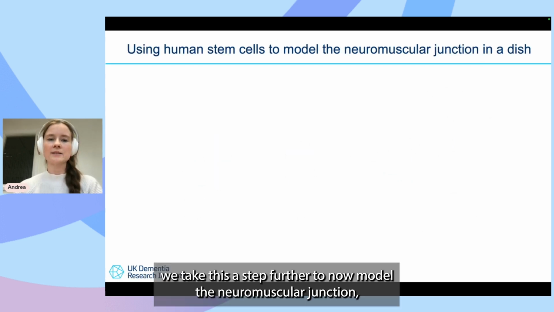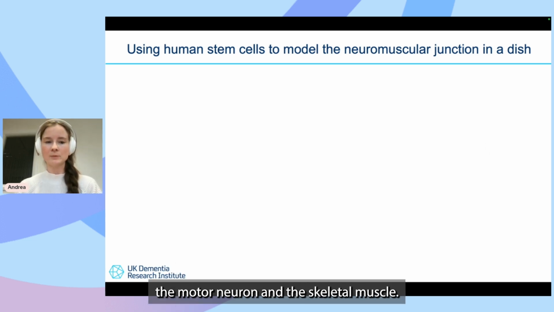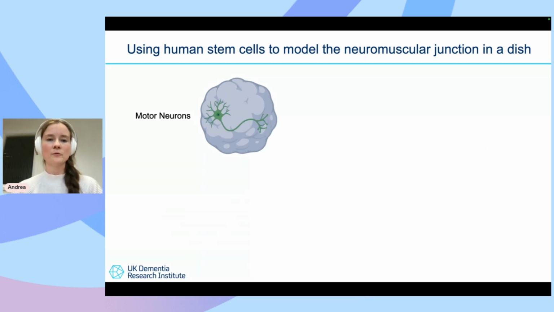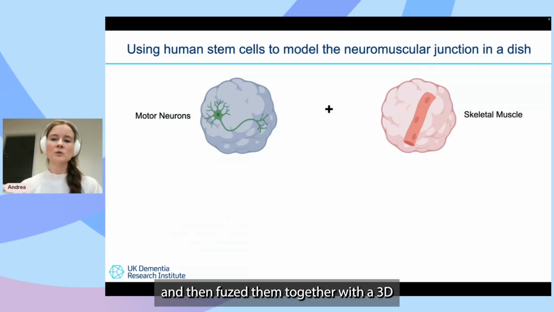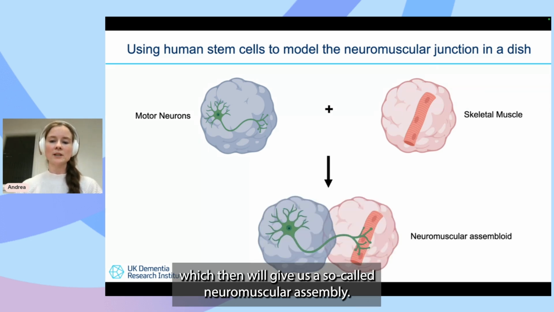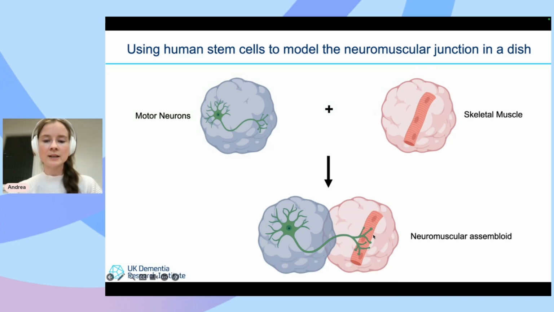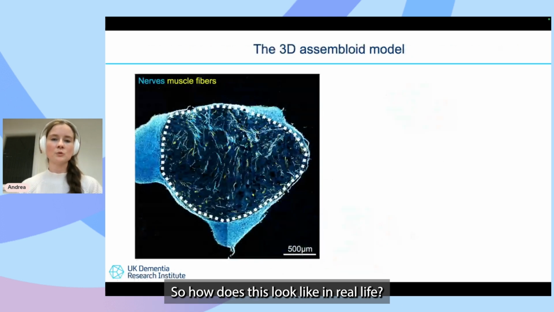Now, how will we take this a step further to now model the neuromuscular junction, which is a connection between two different cell types, the motor neuron and the skeletal muscle. So in order to do that, we are using motor neurons from stem cells, but this time in a 3D structure, and then fuse them together with a 3D structure of skeletal muscle cells, which then will give us a so-called neuromuscular assembloid. And you can see that the motor neuron reaches out to the skeletal muscle and forms this neuromuscular junction. So how does this look like in real life?